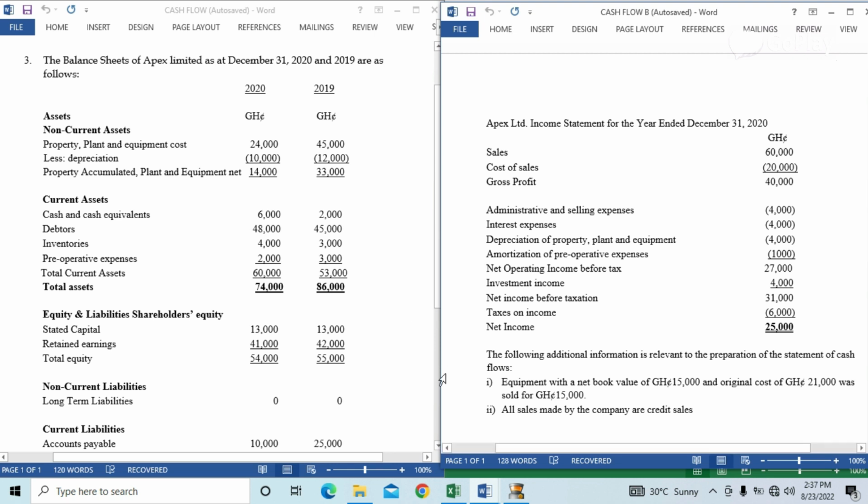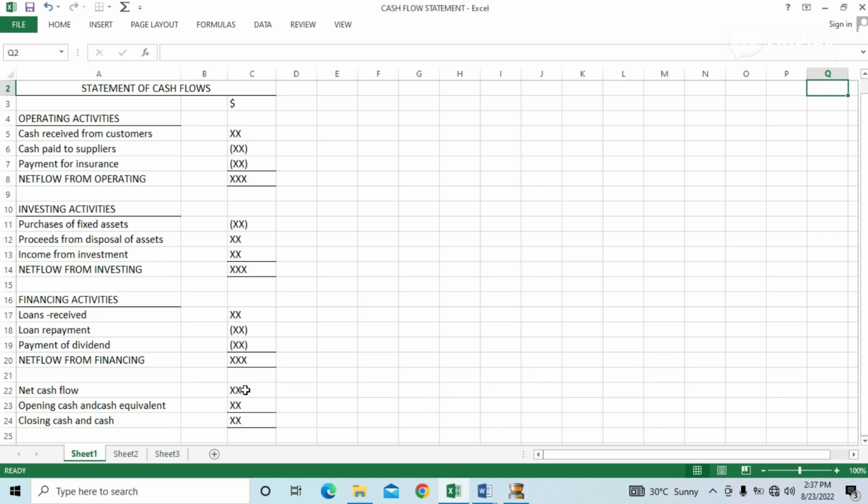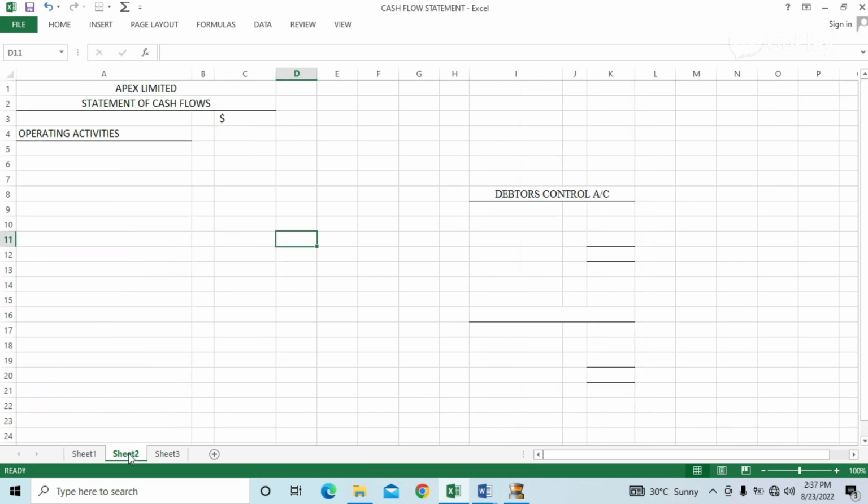So let's move to our Excel, where I will take you through the step-by-step procedure in preparing the cash flow statement. So the process involves analyzing the 2 years of the balance sheet or statement of financial position, and comparing it with the income statement, which is a statement of profit and loss. So we are going to start with our debtors control. So I'll have my debtors. So I'll state my opening balance.